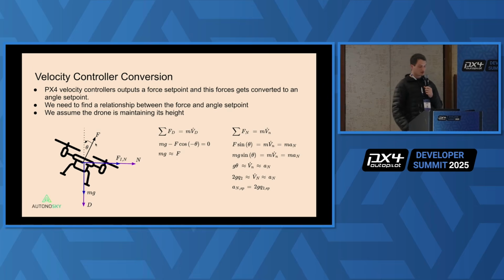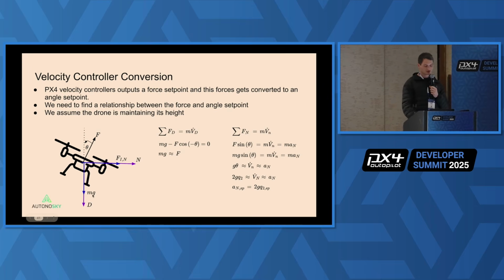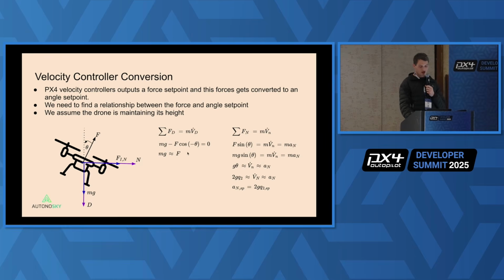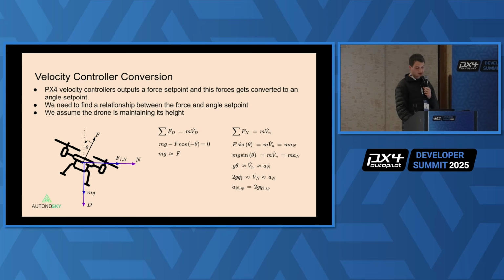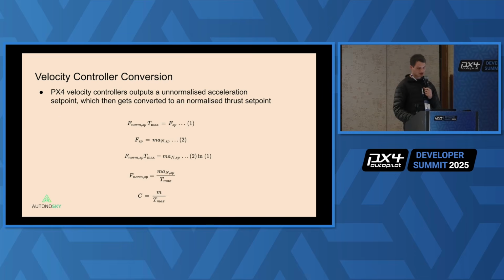We can then apply, again, Newton's law, and then apply small angle approximation, and we'll see the thrust that our motors needs to produce is roughly the mass of our drone. And then we do the same in a north direction, and after simplifications, we find the relationship between our acceleration set point and the quaternion set point. So the last thing now is then to find the relationship between acceleration and force.